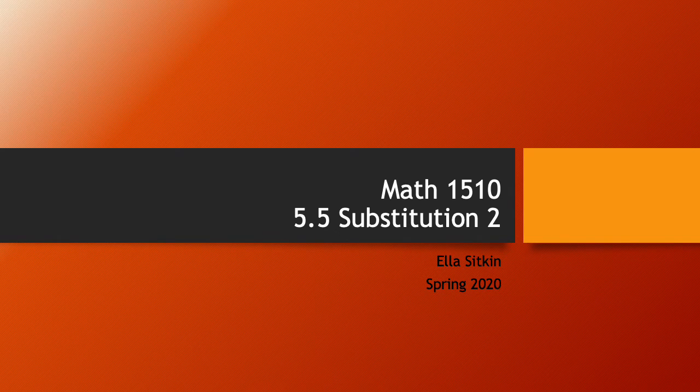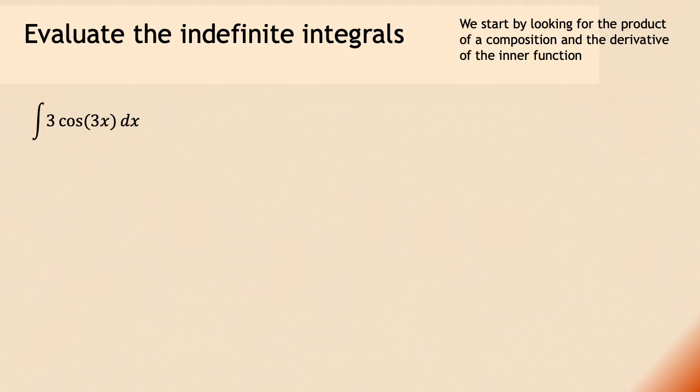This is a second example of using substitution for indefinite integrals. We have the indefinite integral of 3 times the cosine of 3x dx. Remember, what we want to do with this technique is start by looking for the product of a composition and the derivative of the inner function of that composition.